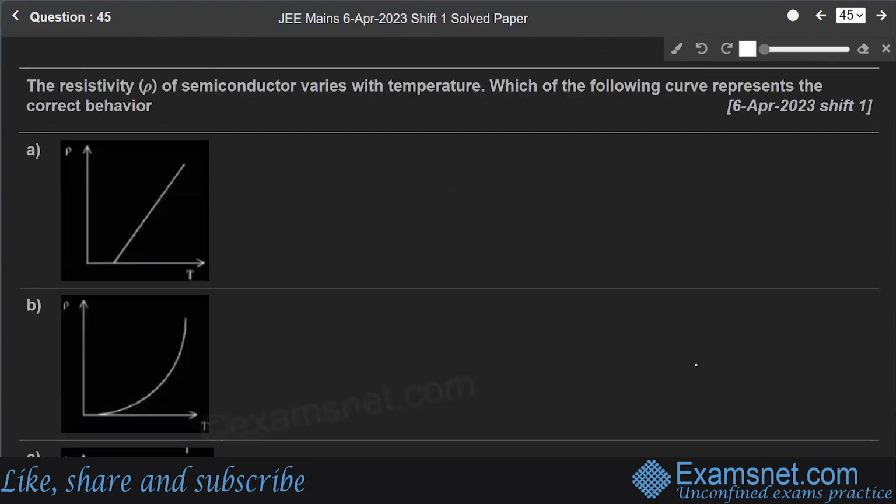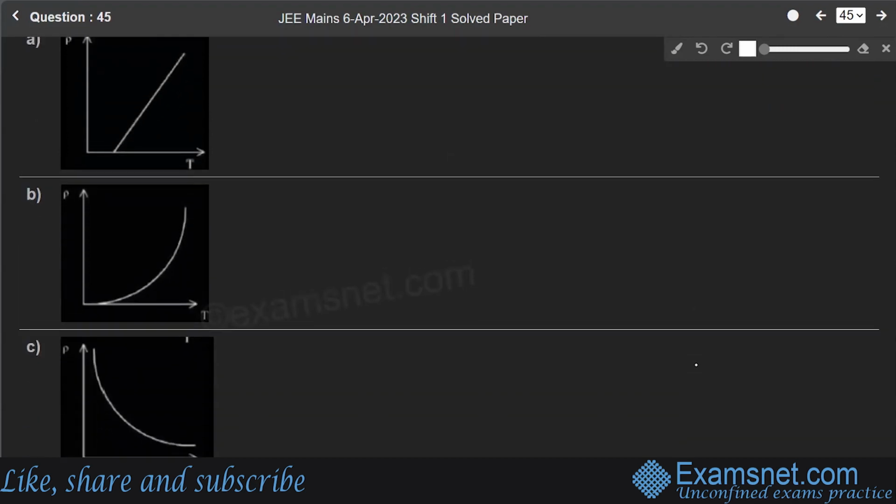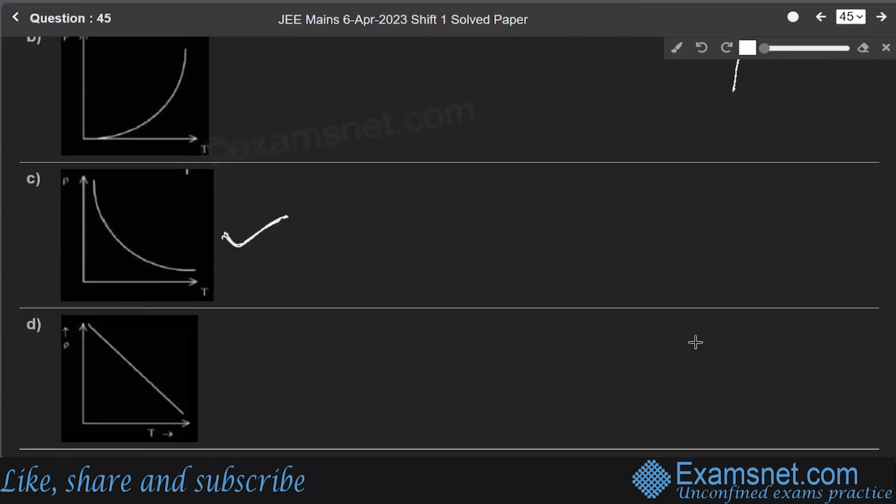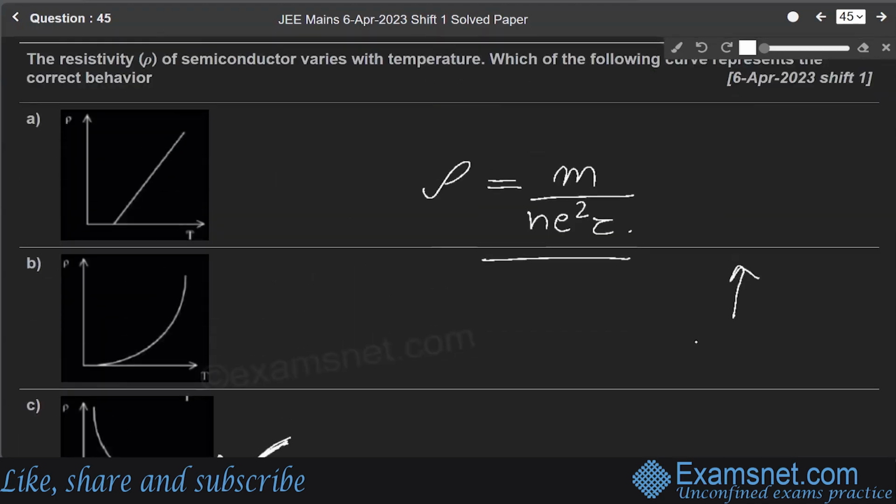The resistivity rho of a semiconductor varies with temperature. Which of the following curves represents the correct behavior? As we know, as the temperature increases, resistivity decreases, from rho equals m over n e square tau. Since a semiconductor starts conducting more as the temperature increases, it means that resistance decreases with the increase in temperature. So as the temperature increases, tau decreases, but n increases and n is dominant over tau. So the correct answer is answer number C. As temperature increases, the resistivity decreases.